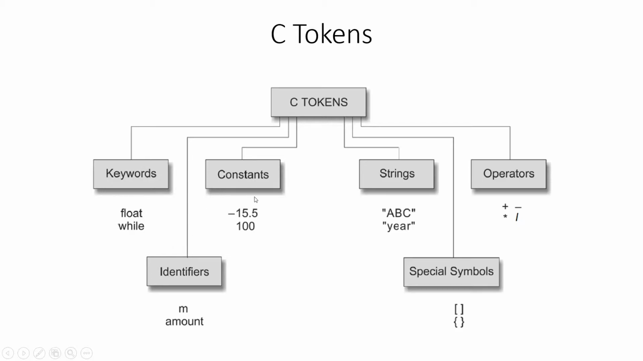Then constant means they have a constant value. Then a set of characters is called a string. It is enclosed in double quotes. Okay, and there are special symbols. All the brackets include special symbols. Then operators are there, which are plus, minus, star, slash. These are the main operators that we use. So these are the general classification about C tokens.